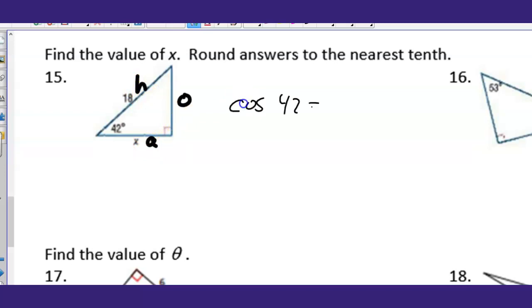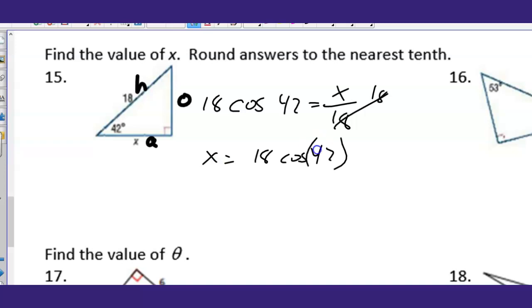So cosine of 42 equals adjacent over hypotenuse. So what we do is multiply by 18 on both sides. And we have x equal to 18 cosine of 42 degrees. And that will give us 13.4. All right, x is 13.4.